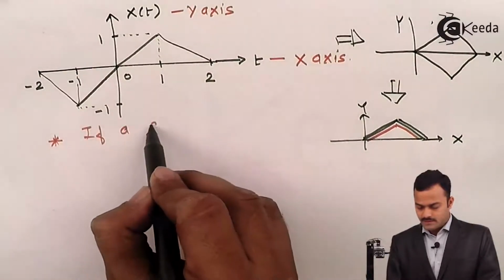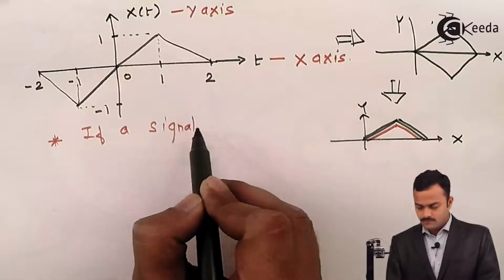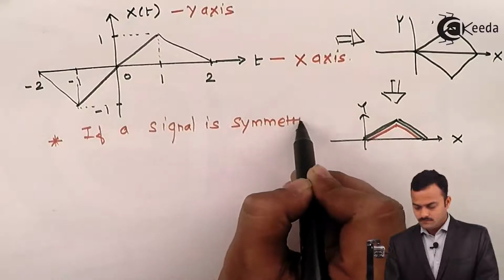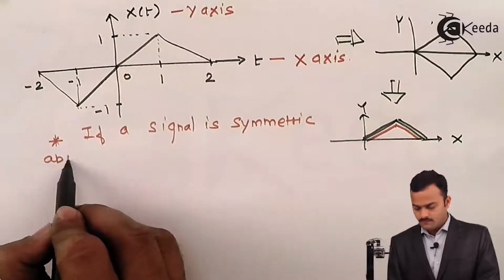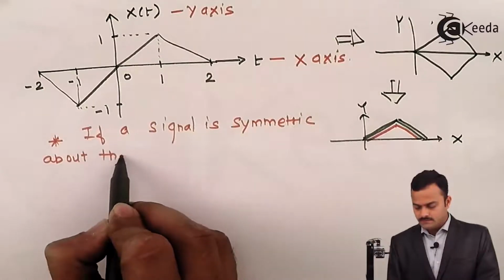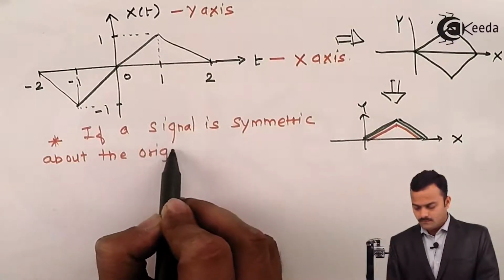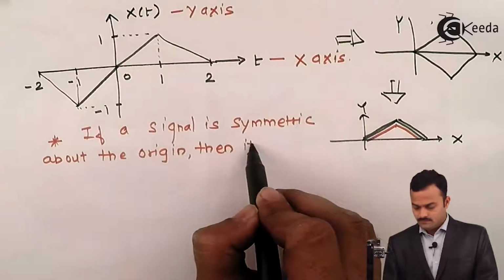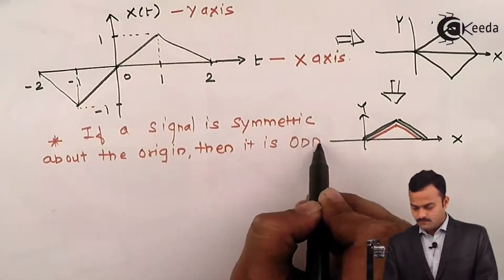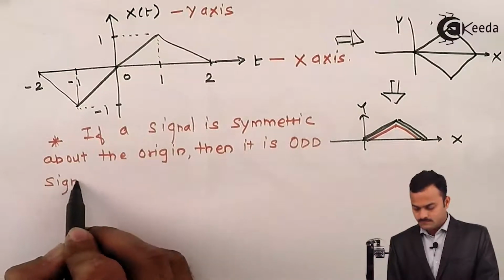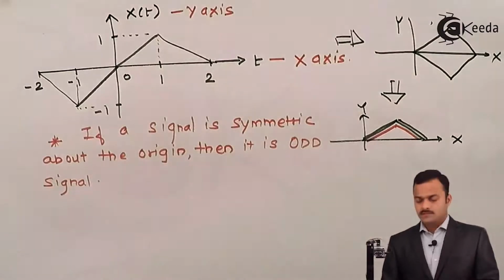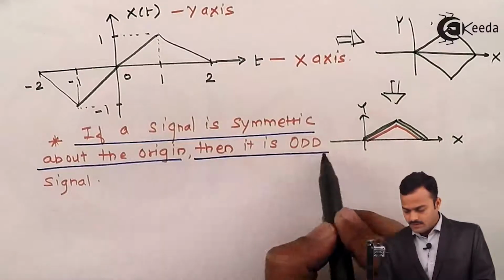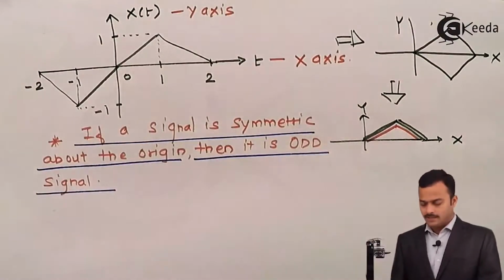if a signal is symmetric about the origin, then it is odd signal. I repeat, if a signal is symmetric about the origin, then it is odd signal.